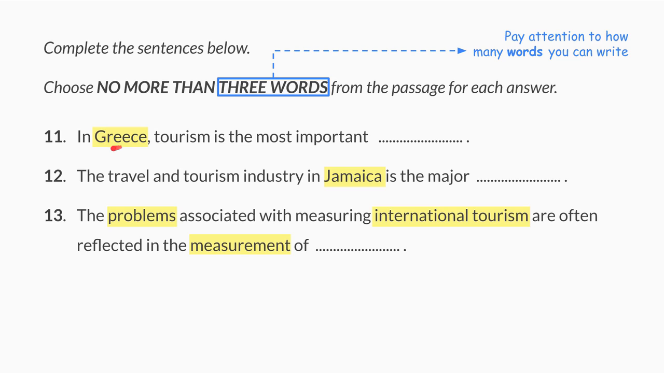So here I have highlighted the keywords, and these are the keywords that we're going to be looking for in the reading passage. Now, what we have to do is we have to think about, out of these 3 questions, which ones do you think are going to be the easiest ones to answer? Take a moment. Take a guess.